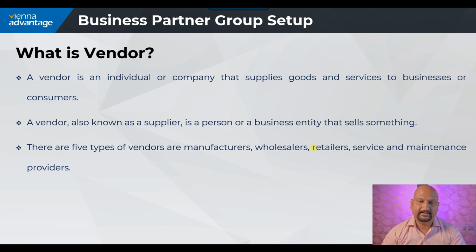Now, what is a vendor? A vendor is an individual or a company that supplies goods and services to businesses or consumers. A vendor, also known as a supplier, is a person or a business entity that sells something. There are 5 types of vendors: manufacturers, wholesalers, retailers, service and maintenance providers.